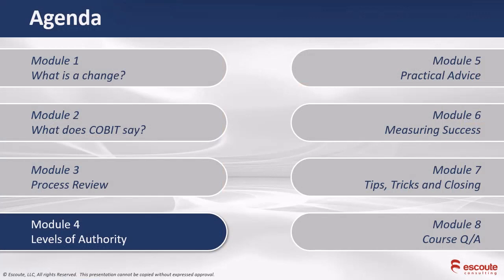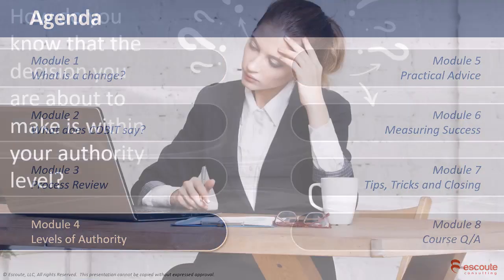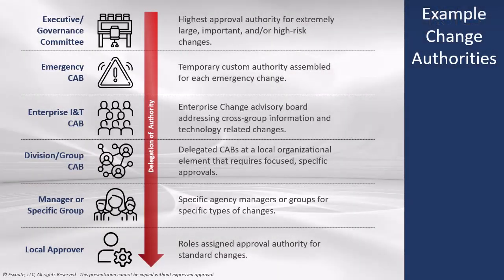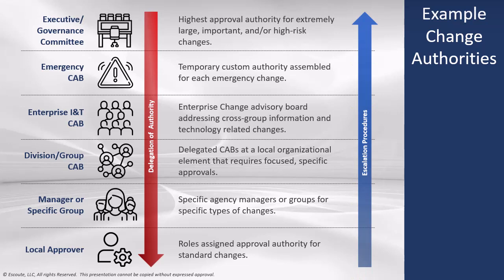One of my favorite questions to always ask is, how do you know that the decision you are about to make is within your authority level? There's a lot of different authority levels, so take a look at these. Because remember, each type of change you're addressing has to have the proper level of authority. Because if you cannot meet the attributes that allow you to make that decision, this arrow right here on the right says you now have to escalate.